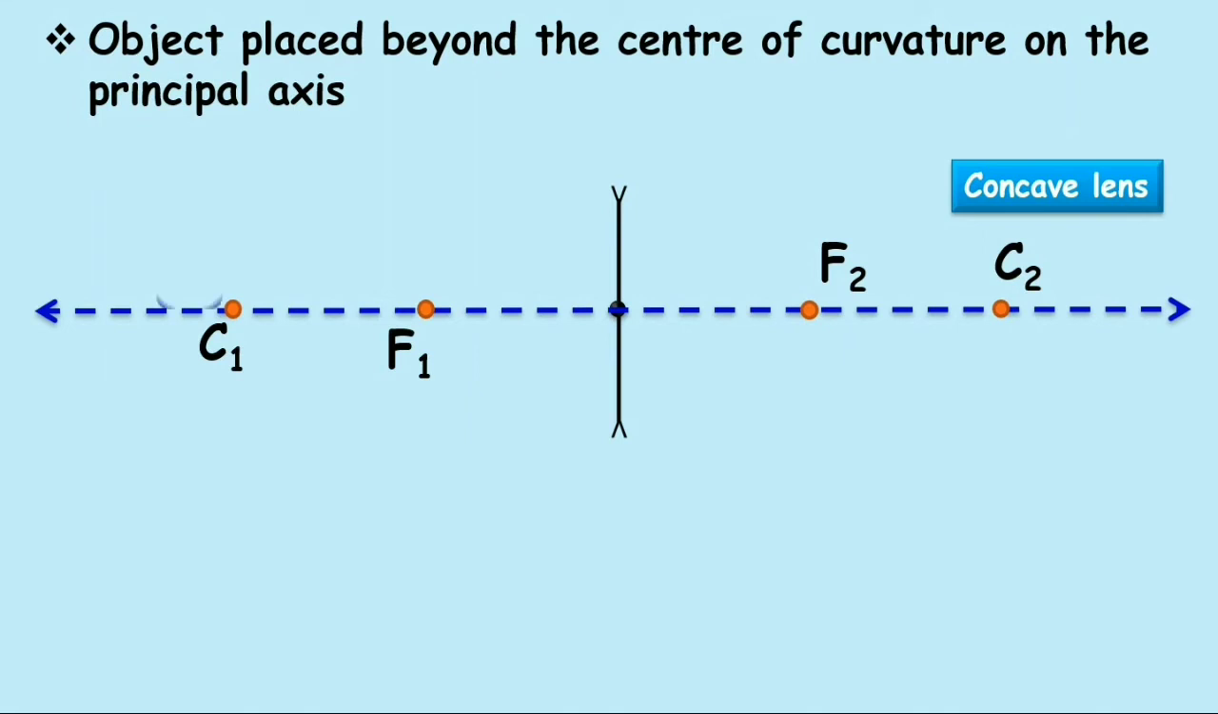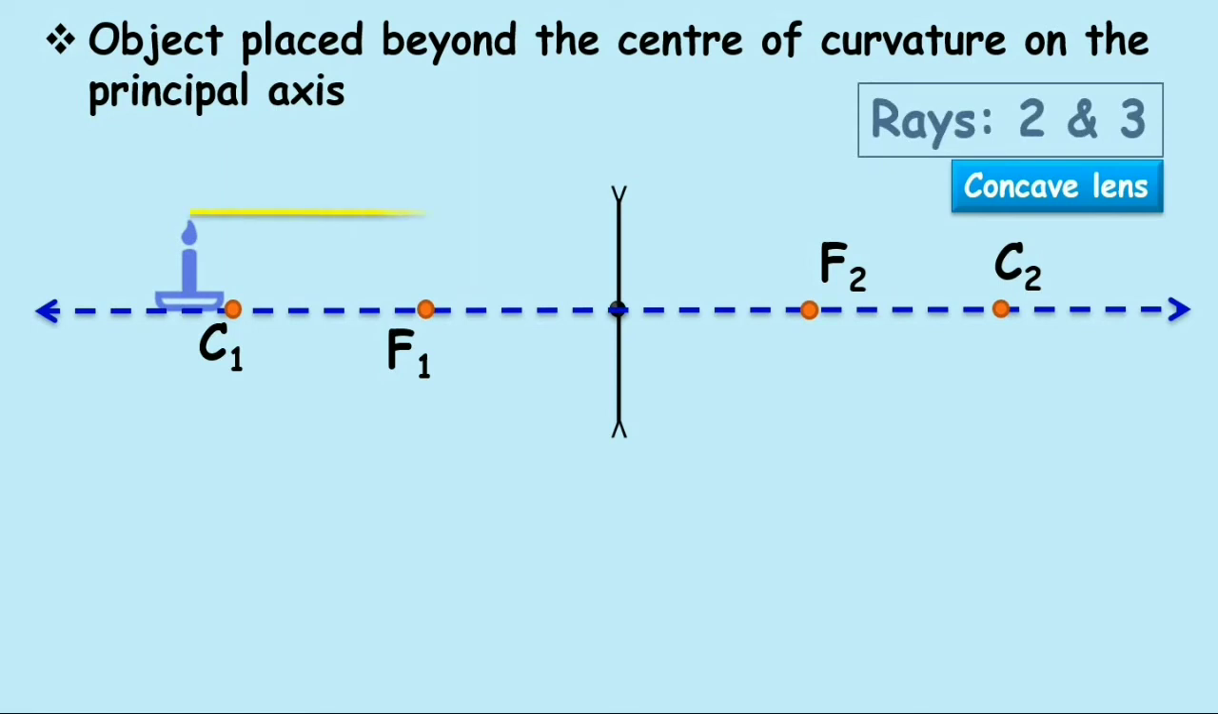They are passing through all these points. Let us keep the object beyond the center of curvature, that is, beyond C1. Now the rays required are ray 2 and ray 3. Ray 3 passes parallel to the principal axis, and when it meets the concave lens, which is also called a diverging lens, it diverges out the rays. And ray 2, that is passing through the optic center, gets undeviated.